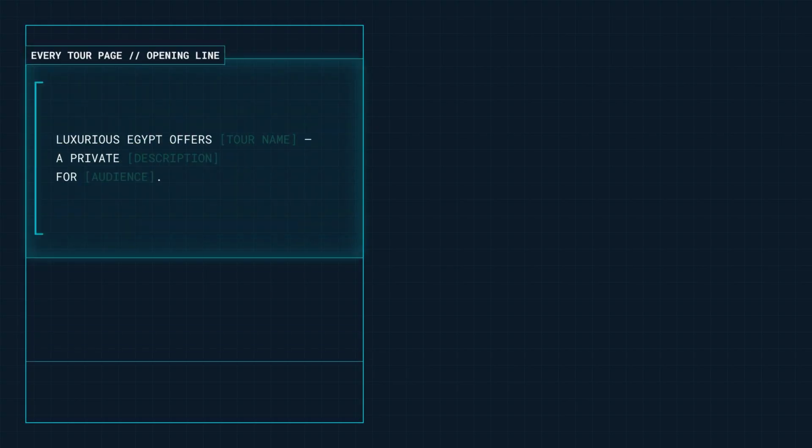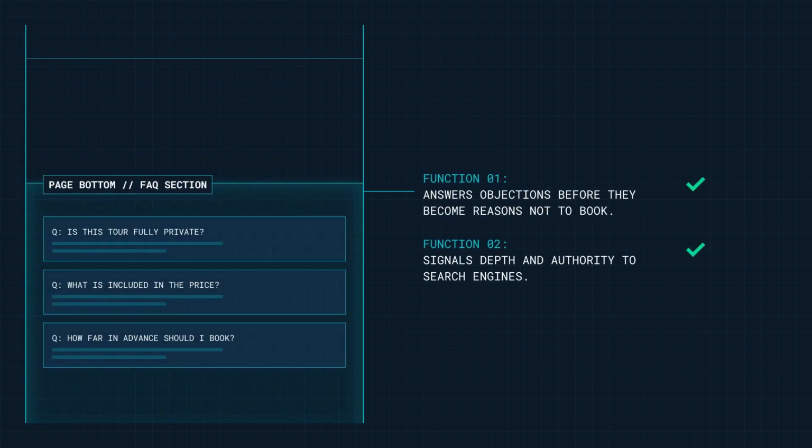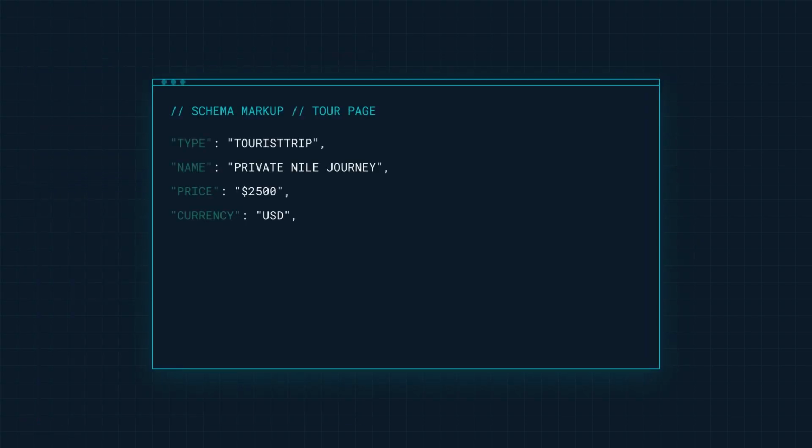Rule 5, mobile: design in Framer starting from a 390px viewport. Check every page on a real phone before publishing. Rule 6, AI search: every tour page opens with Luxurious Egypt offers tour name, a private description for audience. FAQ section at the bottom of each page. Schema markup via Framer plugin. 6 rules, a platform decision, and a clear map of how they apply in practice.